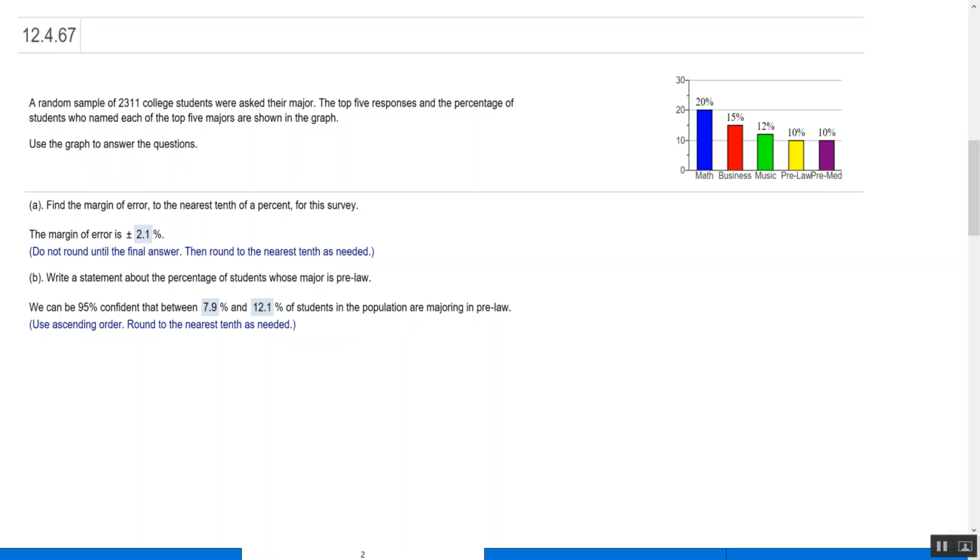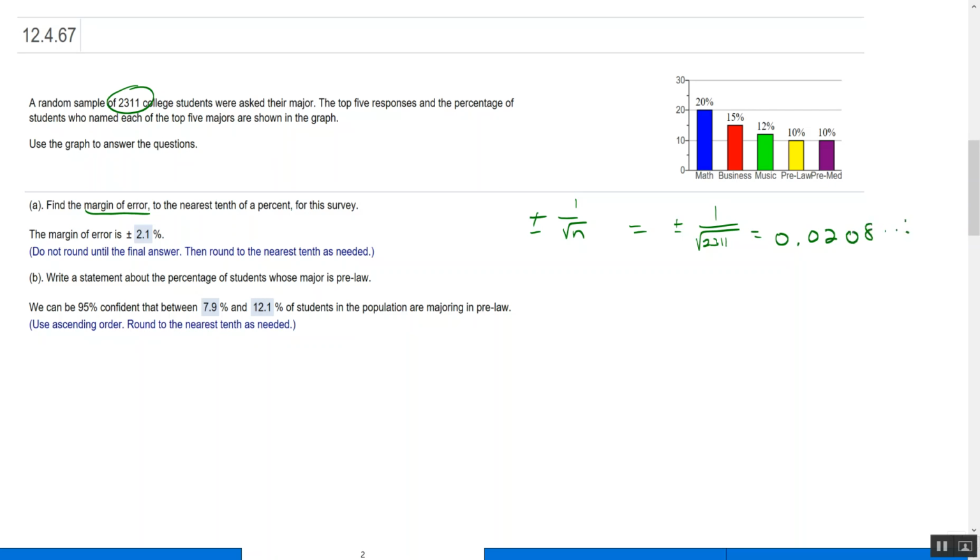Ask yourself, what is the formula for finding the margin of error? It's plus or minus 1 over the square root of n, where n is the size of the sample. In this case, n is equal to 2,311. So 1 over the square root of 2,311. I'll plug this into my calculator and I get 0.0208, a bunch of stuff.